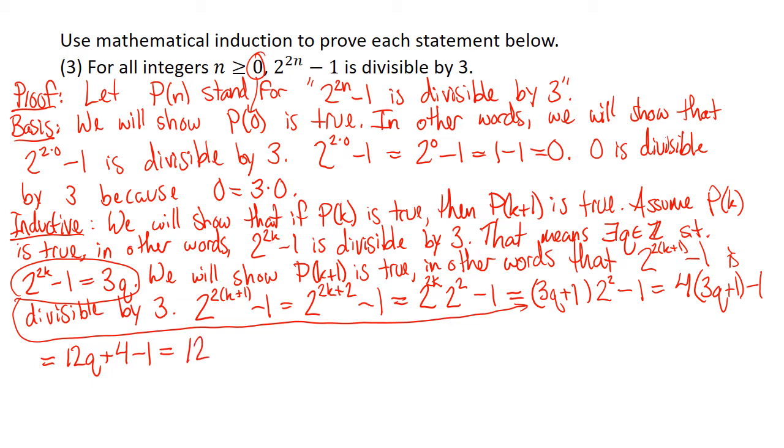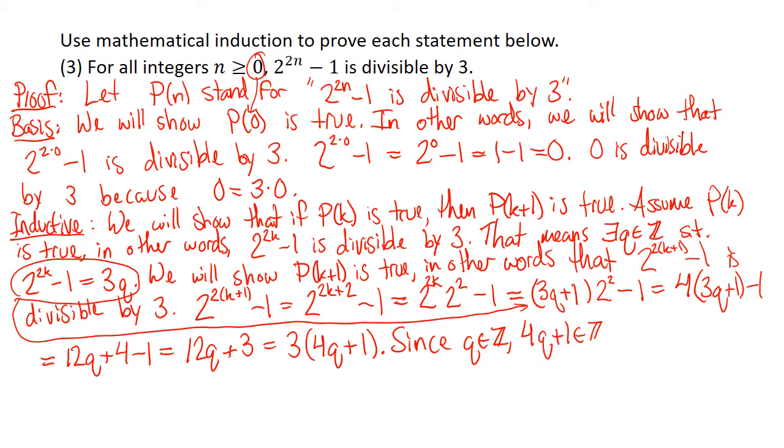Okay, and now you can really see that this is going to be divisible by 3 because I can factor a 3 out of it. So this will be 4q plus 1. Now all I have to do is argue that 4q plus 1 is an integer. Since q is in the integers, 4q plus 1 is in the integers. So this shows me that 3 divides 2 to the 2k plus 1 minus 1, because I was able to write it as 3 times an integer. That means it's divisible by 3. And that's it.